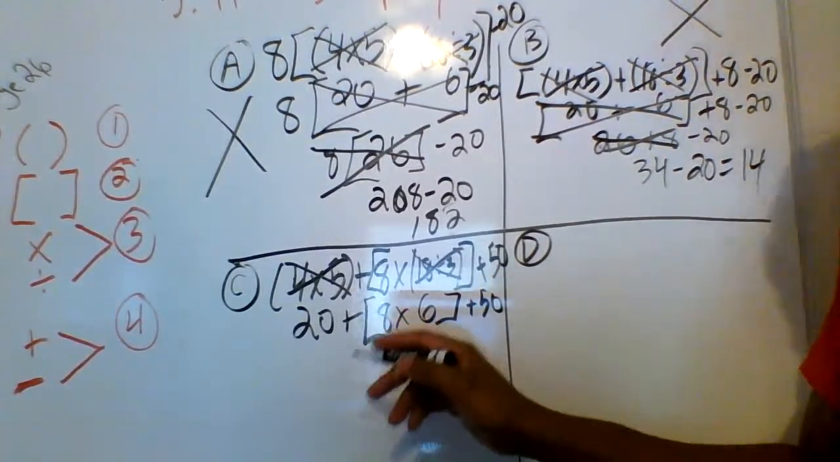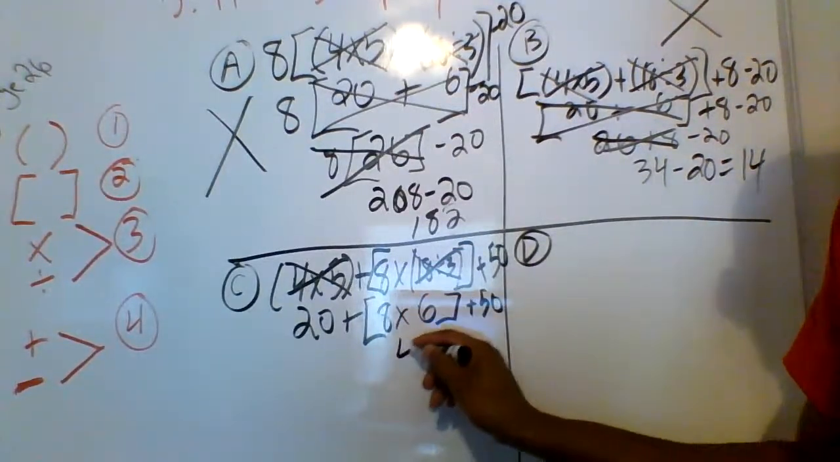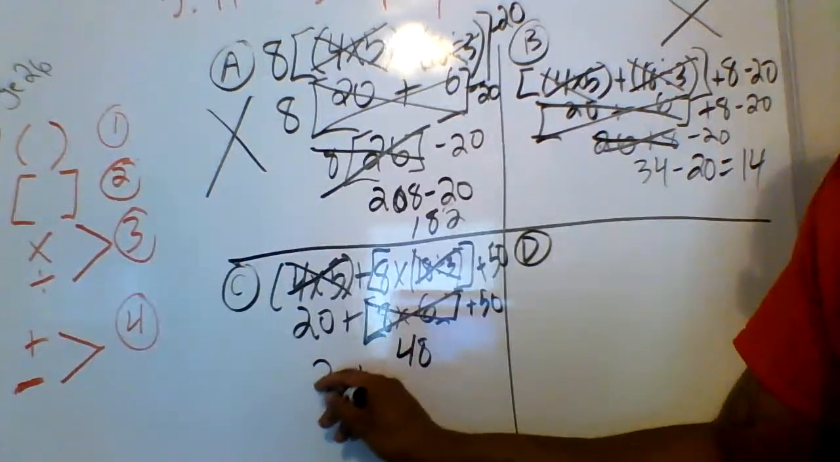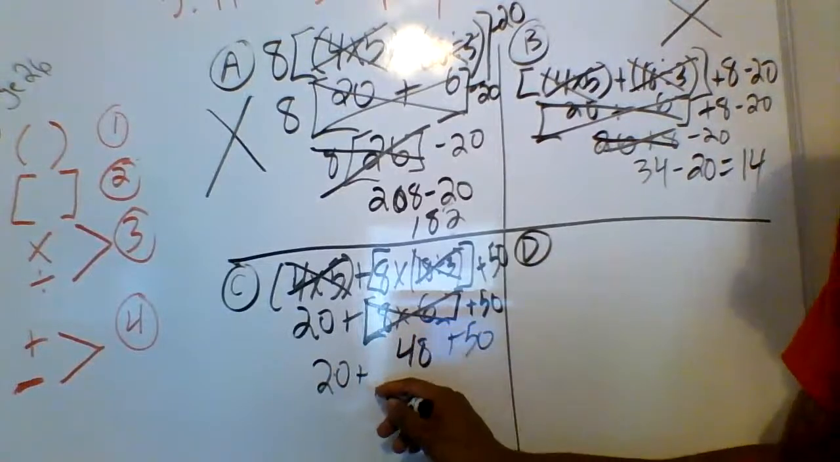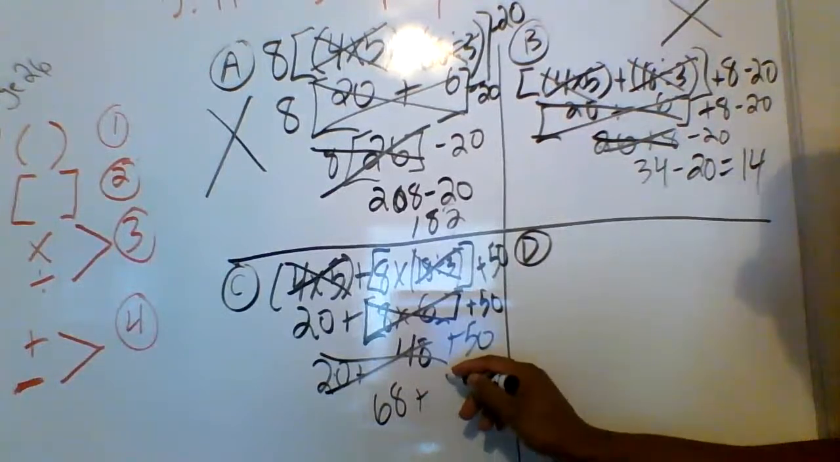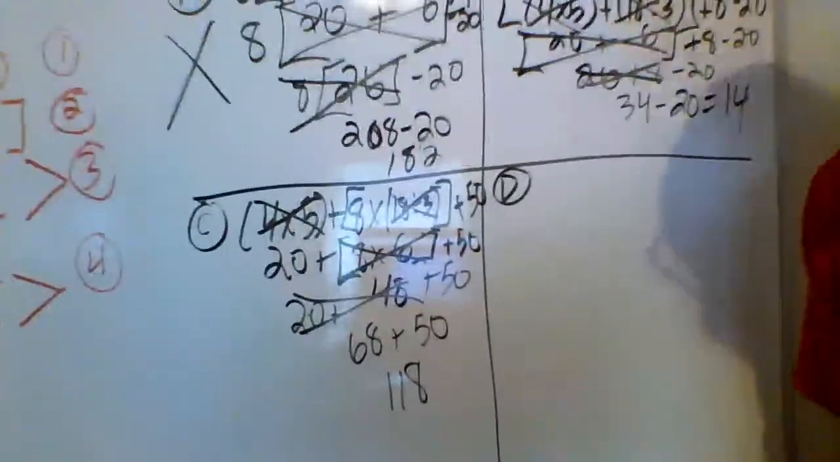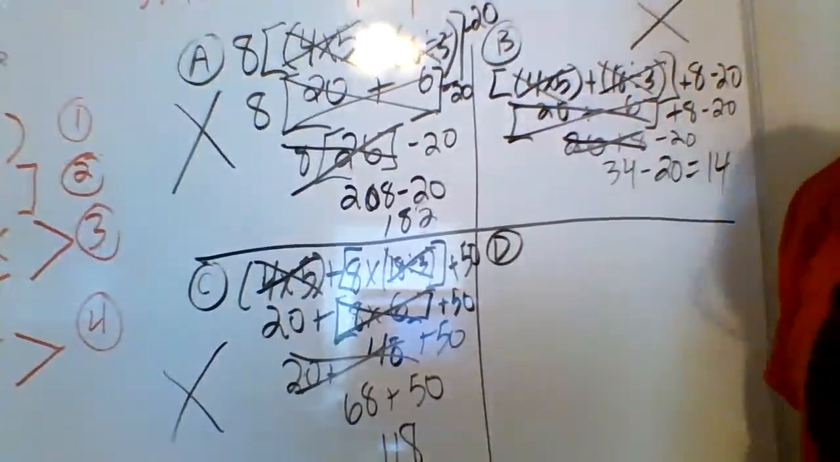All right? Well, parentheses gone. 8 times 6 is 48. That's the bracket. Now, plus 20 in front of it, plus 50 behind it. 20 plus 48 is 68. And 68 plus 50 is 118. Right? Not 18, 118. So that's wrong.